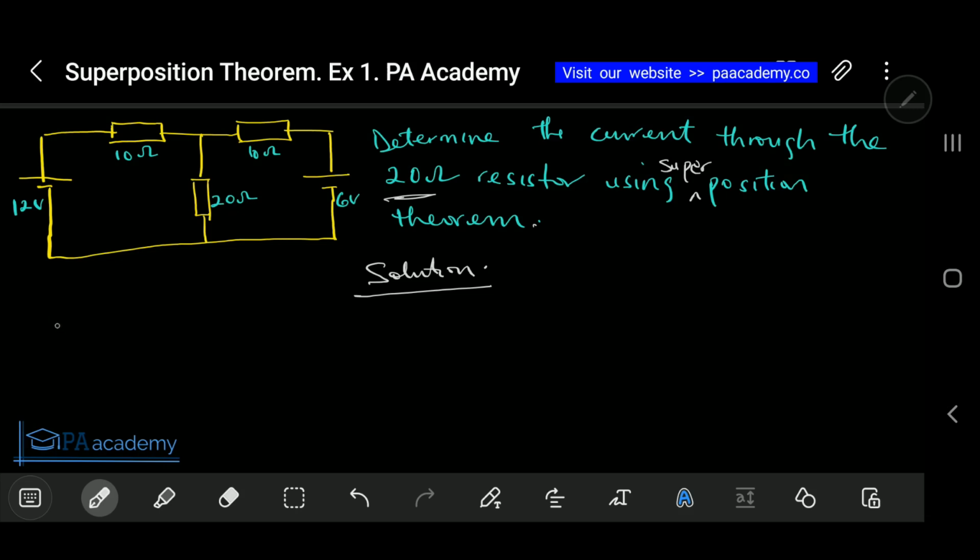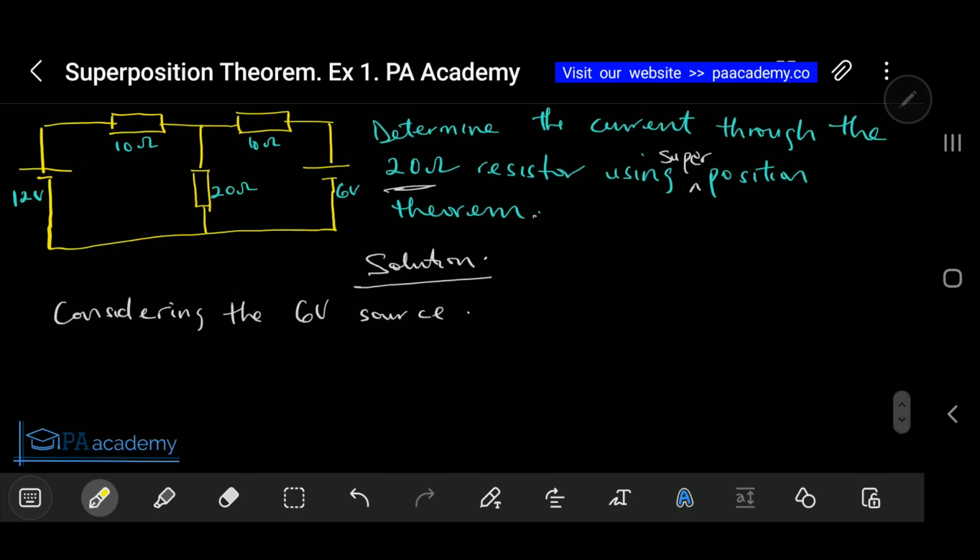So here I will say, considering the 6 volts source. Since I'm considering the 6 volt source, I'm going to be redrawing the circuit. It is going to look like this. So I can also represent my resistance like this. I have to make the longer part.